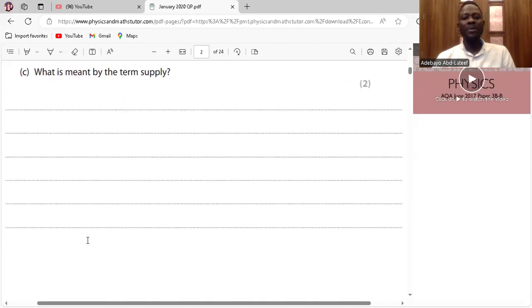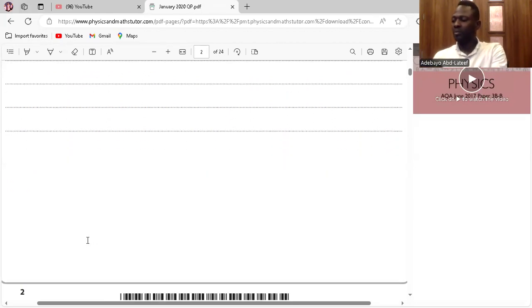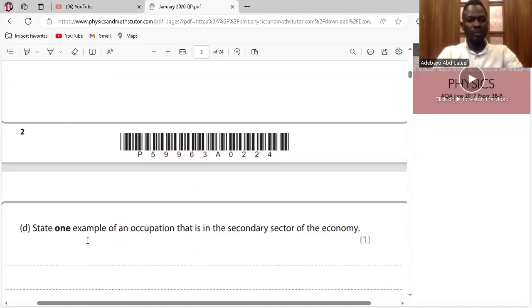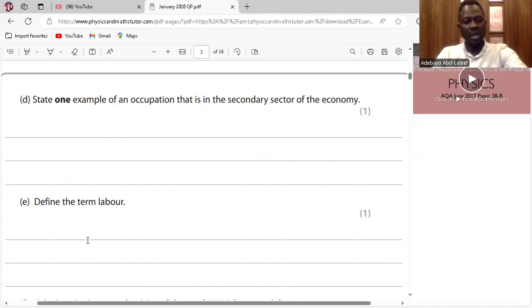C. What is meant by the term supply? Supply is the quantity of goods or services producers or firms are willing to supply or produce at a given price and time. Clear? We'll move on. Question D.